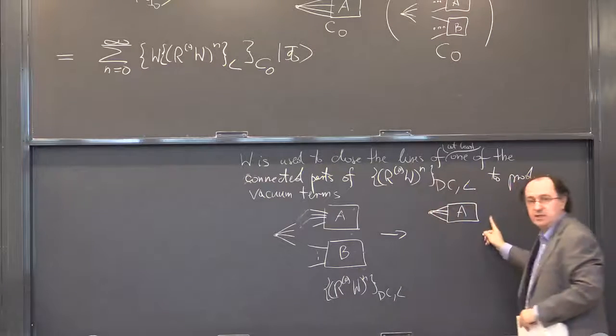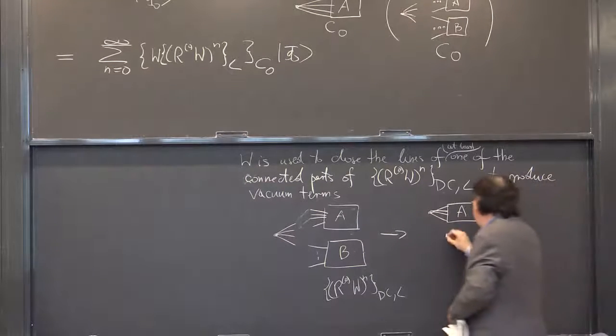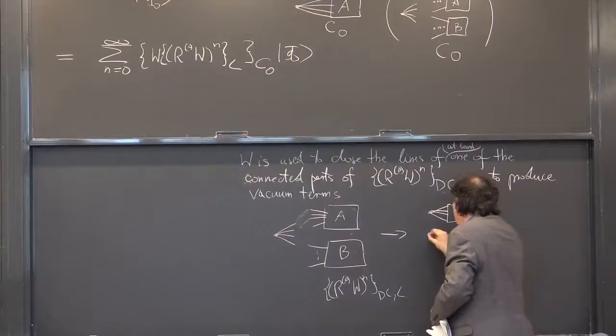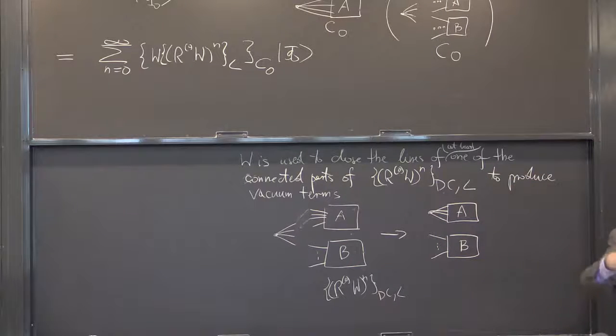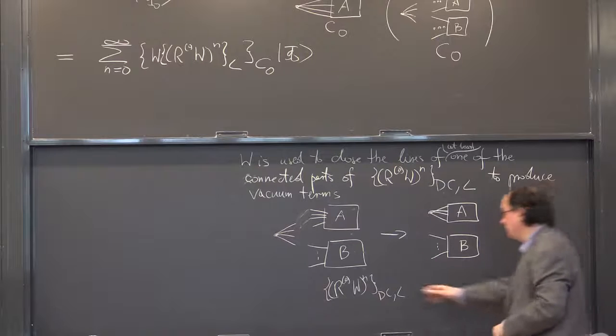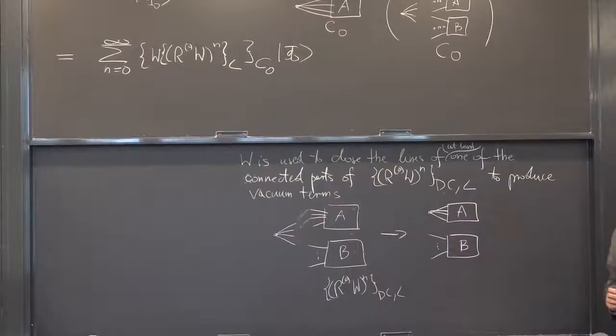Okay, now I close the lines of one of the connected pieces to produce a vacuum part, and then the B is hanging there. Remember, B can be more than one part. It can be several components, right? Because it's all disconnected, linked, and it's very general. All right? That's what this case is doing.